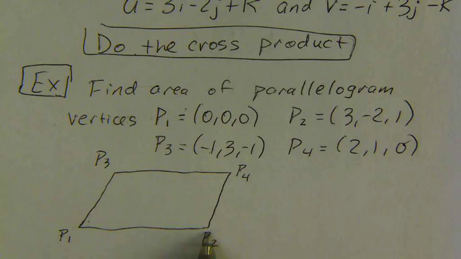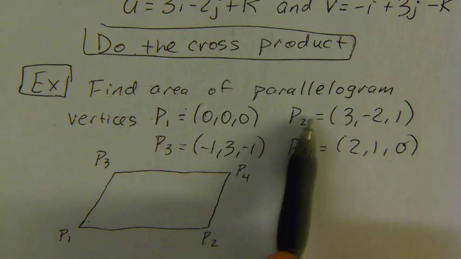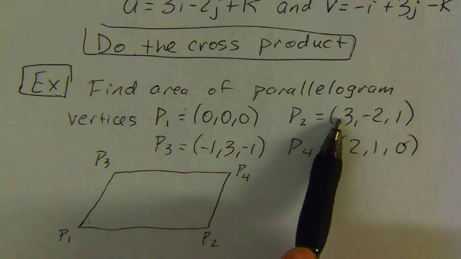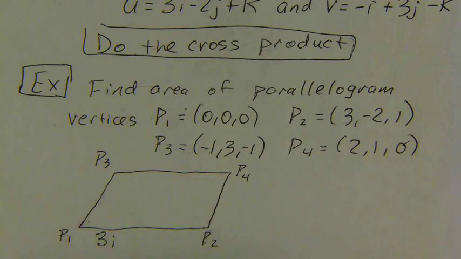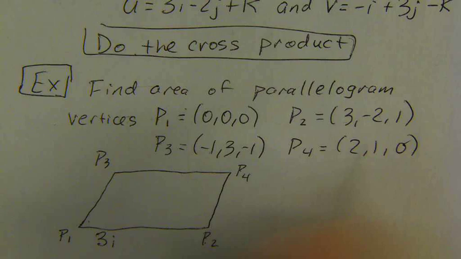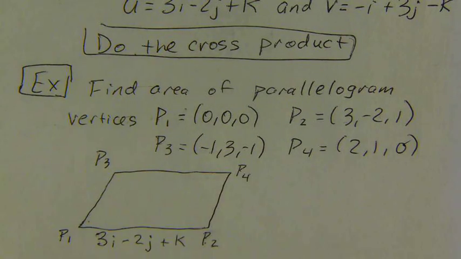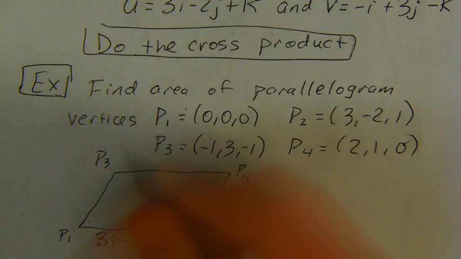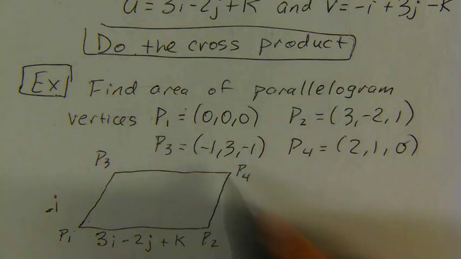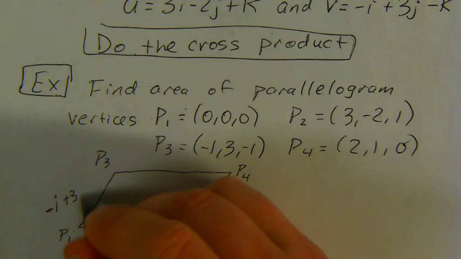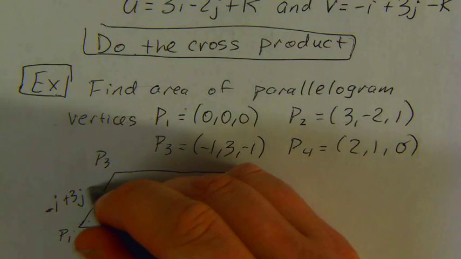The vector that goes from P1 to P2, we could look up here and write the vector. We go from 0 to 3, so that's 3i. We go from 0 to negative 2, so that's minus 2j, and we go from 0 to 1, so that's plus k. All right, say we want to go from P1 to P3. We went from 0 to negative 1, so that's negative i. We went from 0 to 3, so that's plus 3j. 0 to negative 1 is minus k.